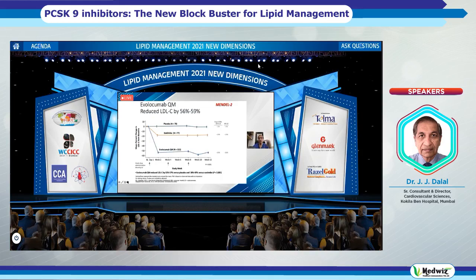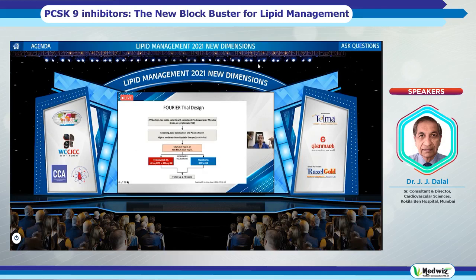And as you can see from here, when you give ezetimibe to full-dose statins, you get about 15 to 20% reduction of LDL. And often that's not sufficient to reach the goals of 40 and to have 50% reduction, especially in those who have very high LDL cholesterols. And you can see the dramatic benefits of PCSK9 inhibitors, producing almost a 55 to 60% reduction in your LDL cholesterol.